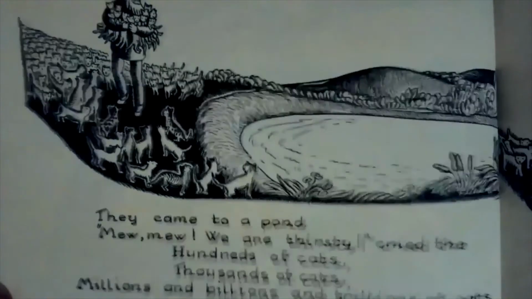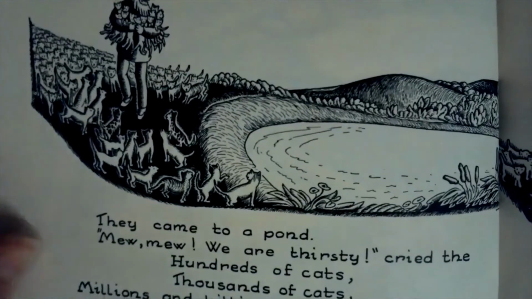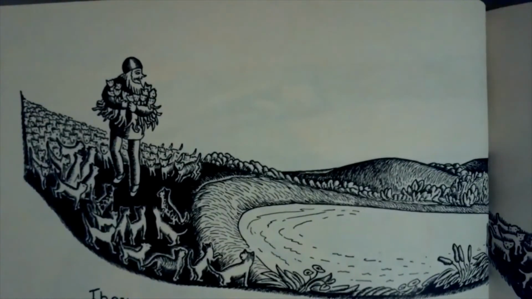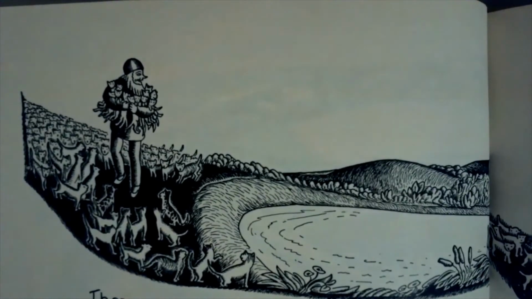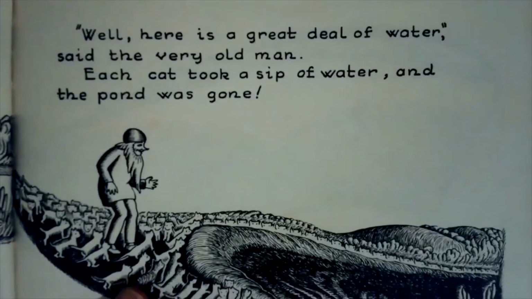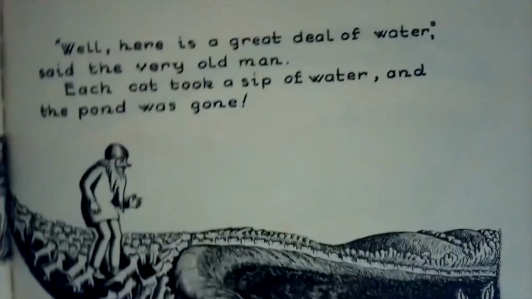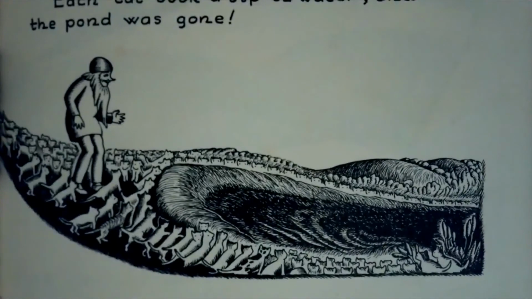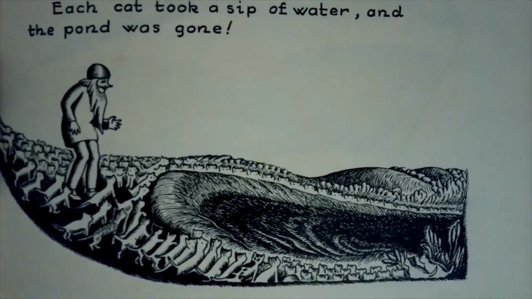They came to a pond. Meow, meow, we are thirsty, cried the hundreds of cats, thousands of cats, millions and billions and trillions of cats. Well, here is a great deal of water, said the very old man. Each cat took a sip of water, and the pond was gone.